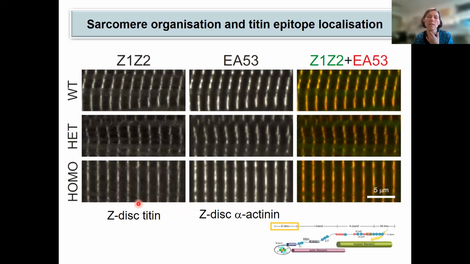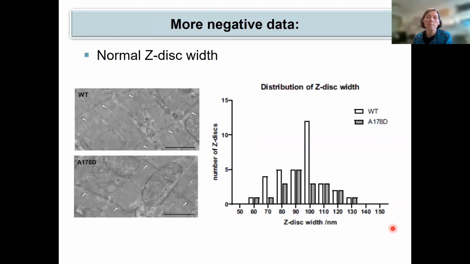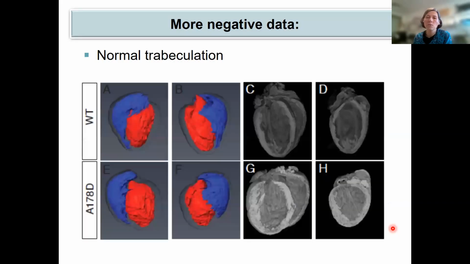And also at microscopy, the titin Z-disc epitope was where it should be. It colocalized nicely with other Z-disc proteins such as alpha-actinin. And if you looked on the other side, that's not shown now, on the M-band, the titin was also where you would expect it to be. Titin has been implicated in controlling passive stiffness of the heart. But passive stiffness in these hearts was normal. The Z-discs looked normal under electron microscopy. And also trabeculation of these hearts was normal using high resolution microscopy.